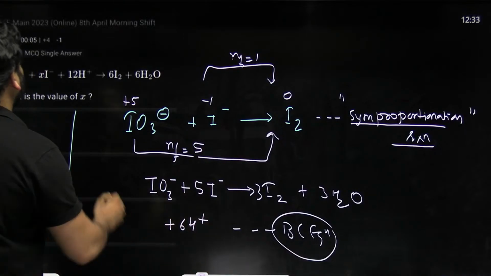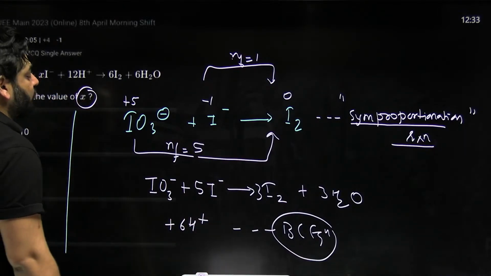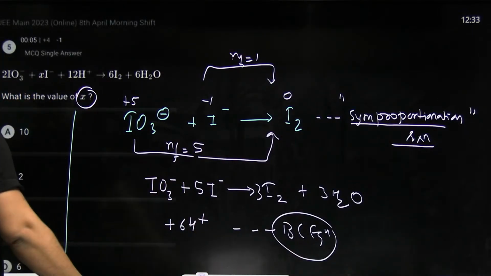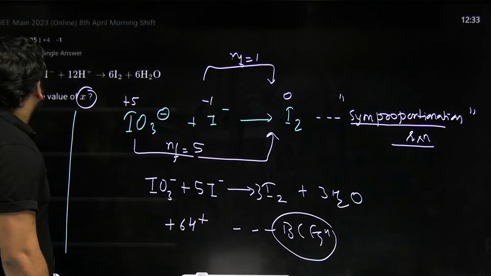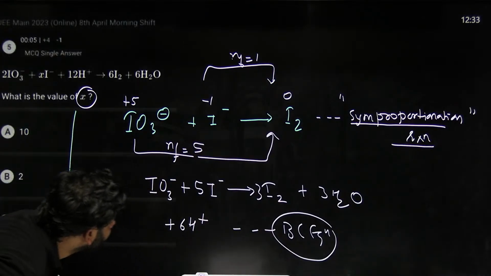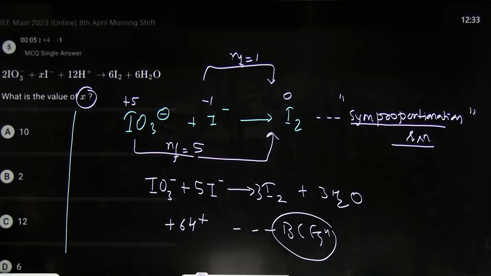What has been asked here? Value of X, and how many I minus were there? How many I minus do you see? I don't know, man. Why, man? Why?